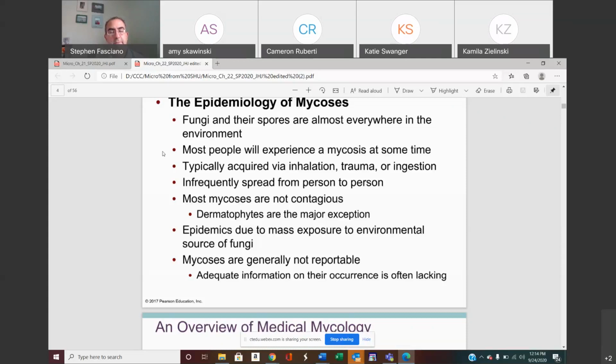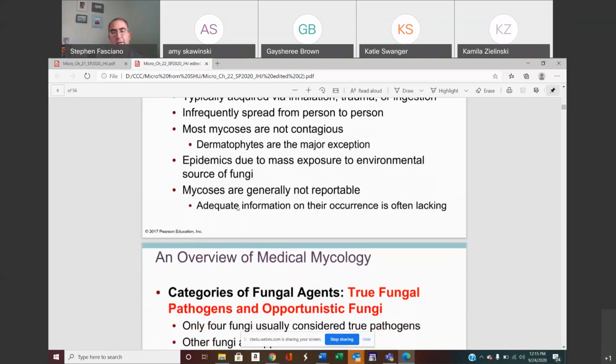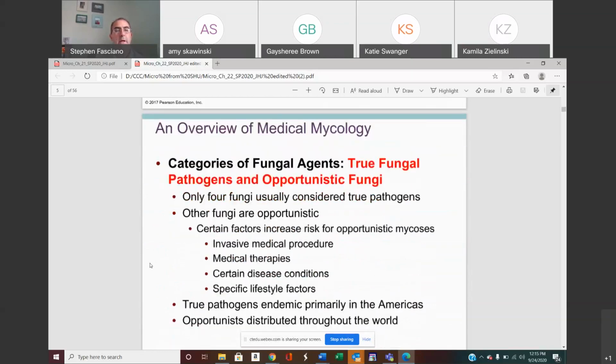Skin. Your skin, right? So there are fungi that affect skin and give you a kind of rash, and those can be contagious. They are generally not reportable because there's not enough adequate information on the occurrence of them, right? They're not diagnosed really clearly all the time. So there's not a lot of information out there about how this affects people worldwide.